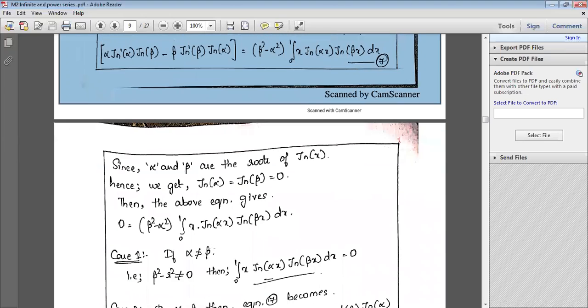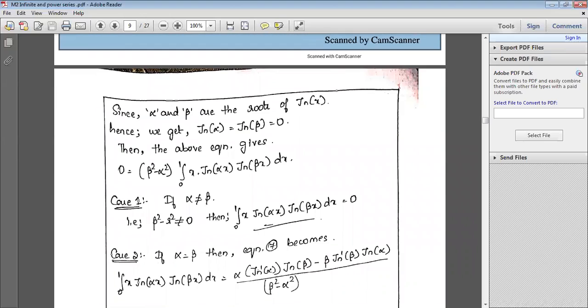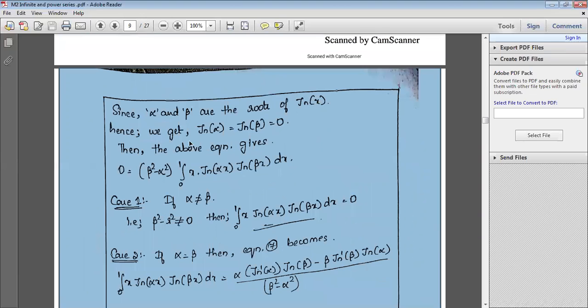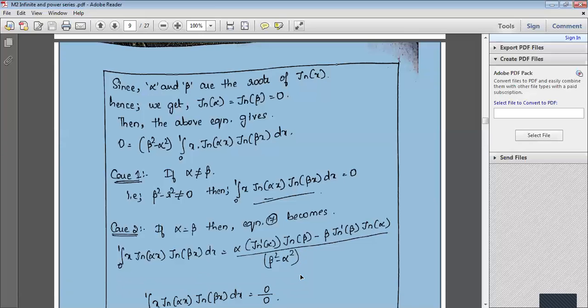Since alpha and beta are the roots of Jn of x, we get Jn of alpha and Jn of beta equal to 0. Then the above equation becomes, that side will become 0. Left hand side is 0, only remaining with the right hand side. In this we get two options: one is alpha is not equal to beta, and the other is alpha is equal to beta. If alpha is not equal to beta, this is not equal to 0, then the integral is 0. If alpha is equal to beta, what will happen? Then the term we have is the integral from 0 to 1 of x into Jn of alpha x into Jn of beta x, which equals alpha into Jn of beta times Jn dash of alpha, minus the other term, divided by beta square minus alpha square.